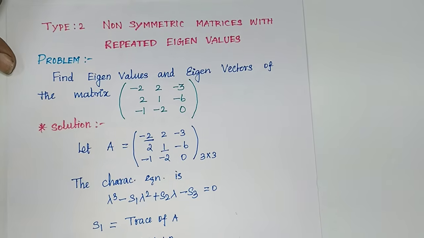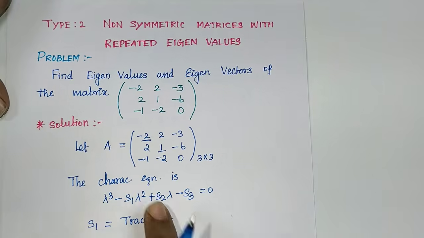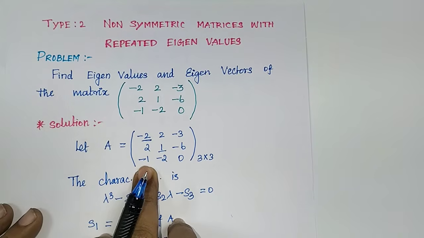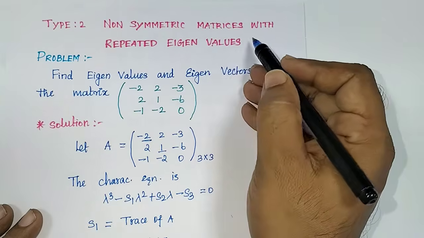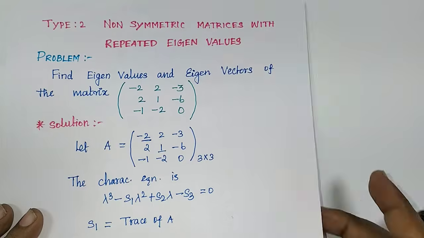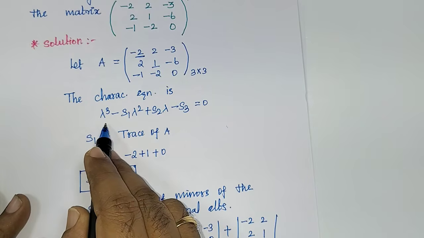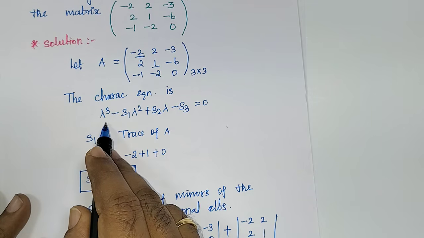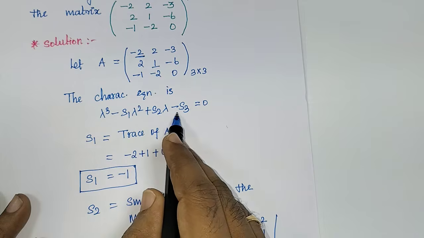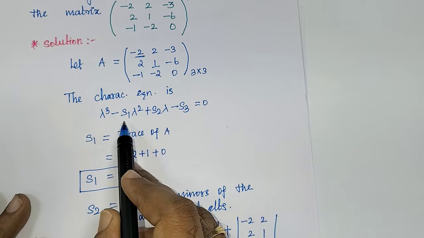So just I will recall what we completed in this video. So here I took one 3x3 matrix. I am going to solve this problem based on symmetric matrices with repeated eigenvalues. I am going to find eigenvectors and eigenvalues. Okay. So for a 3x3 matrix we have to take the characteristic equation like this: lambda cube minus s1 lambda square plus s2 lambda minus s3. From that we have to find s1, s2, s3.